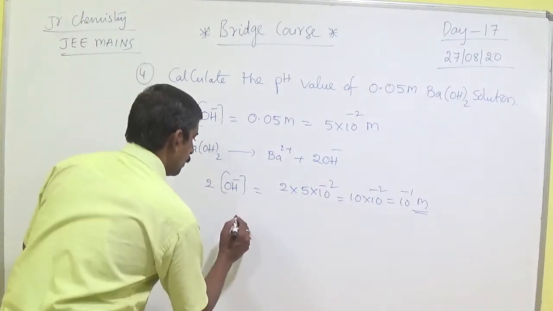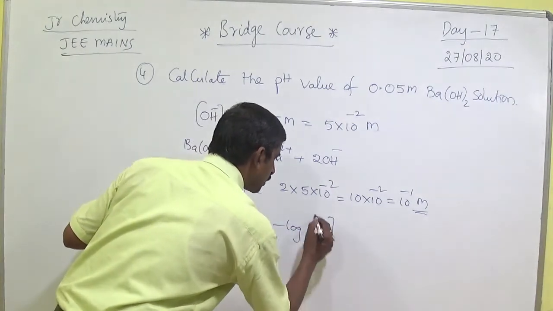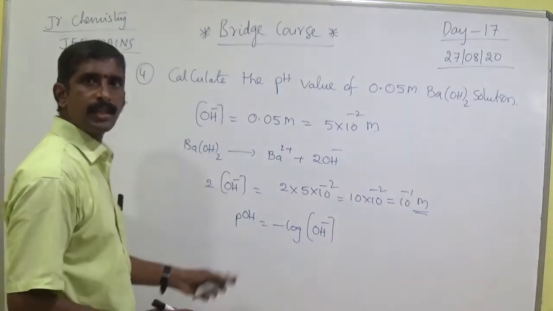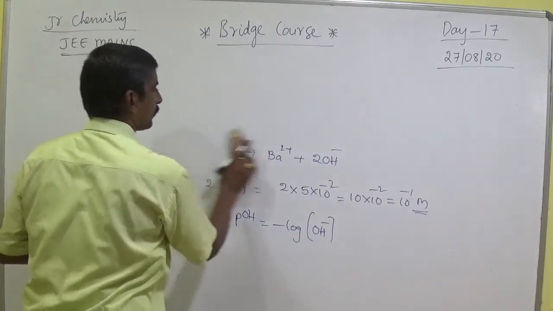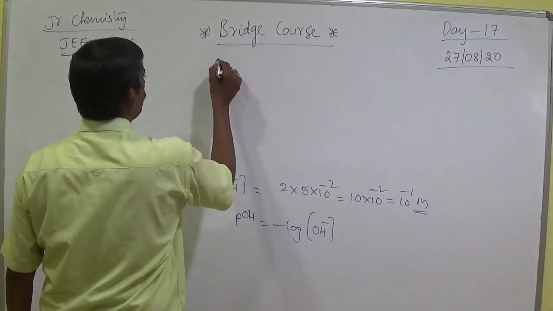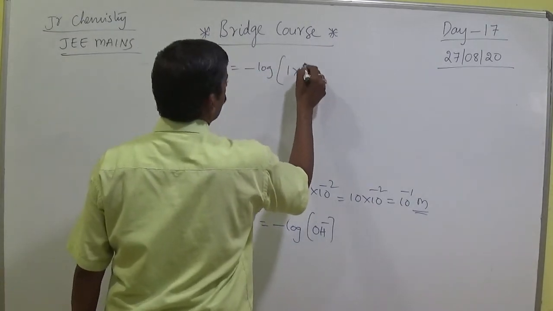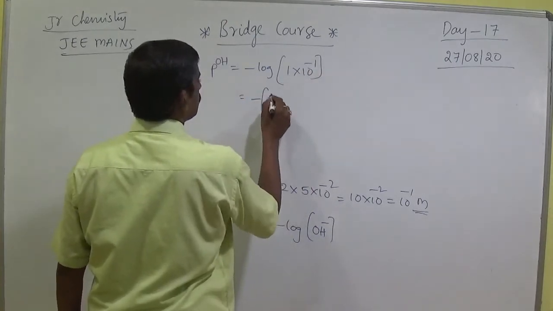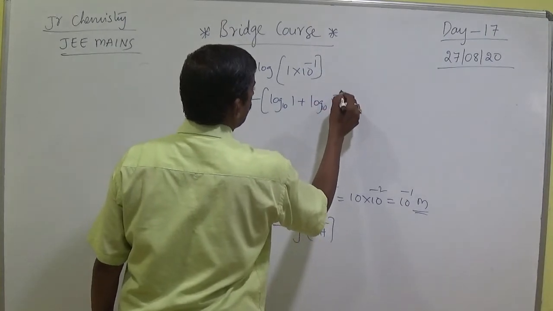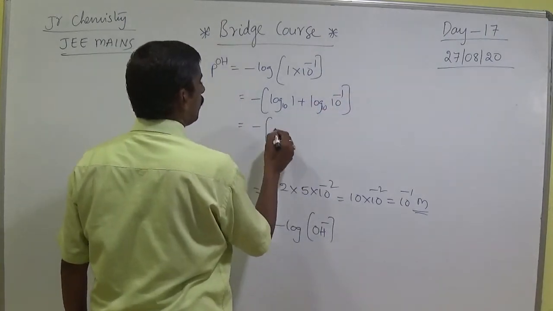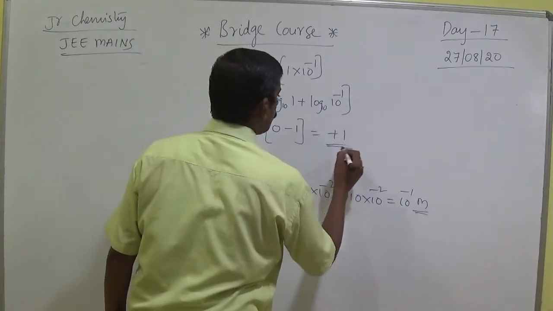Next, pOH equals minus log of the OH minus concentration. So pOH equals minus log of 1 into 10 to the power minus 1, that is minus log 1 plus log 10 to the power minus 1. Log 1 value is 0. So log 10 to the power minus 1, and finally plus 1. pOH equals 1.